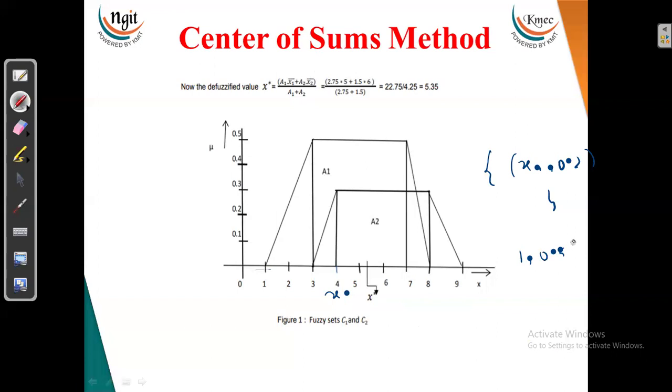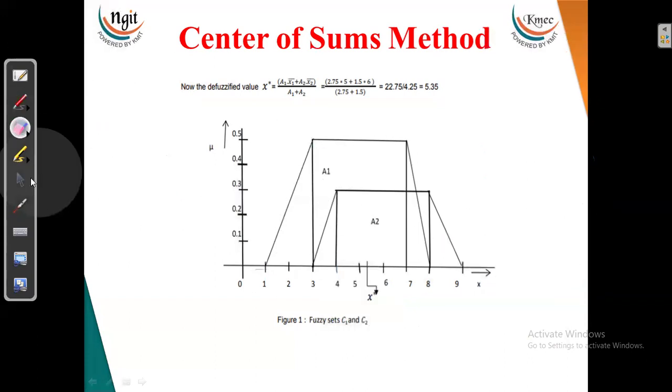0.5. Got it? If I take 2 as your x2, what is the membership value for that? If you see the graph, it is around 0.4. Similarly, these are your x values, and these are your membership values. When I map all the x and y, I get this graph. Generally the graph will be like this.